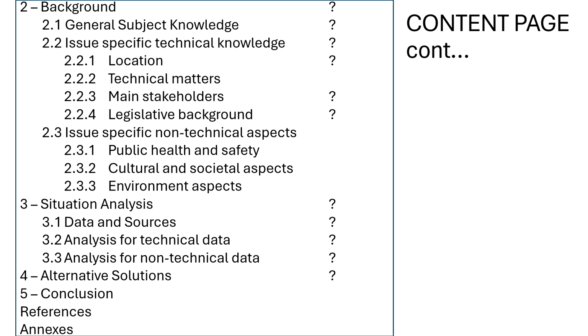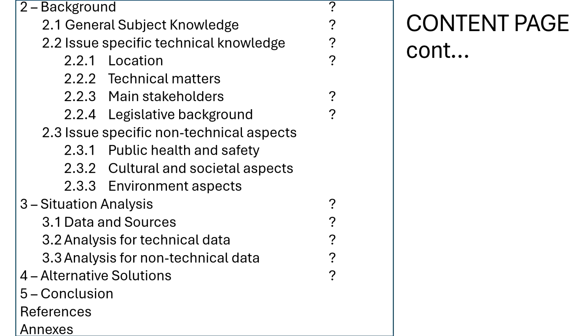Then under 2.3, you can write about the non-technical aspects, which relate to the issue that you are going to study. Issue means the problem that you are going to study. So here we can again see the three areas we are going to consider in semester 3. That is public health and safety, cultural and societal aspects, and environmental aspects. That is your chapter 2, background.